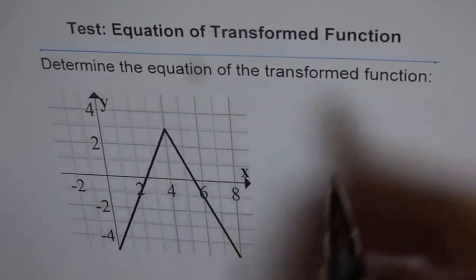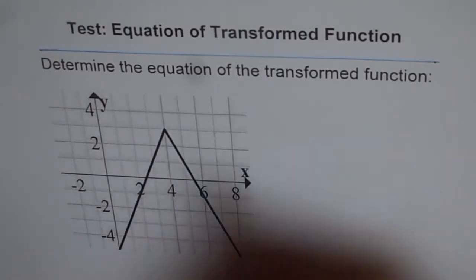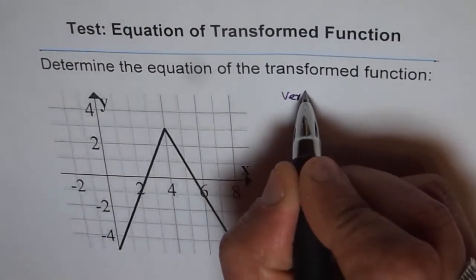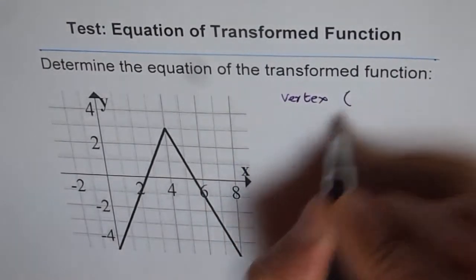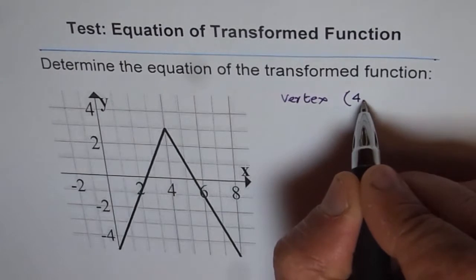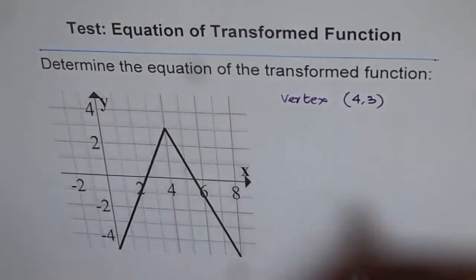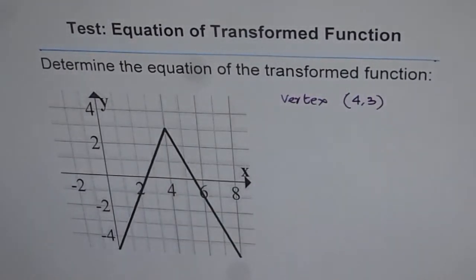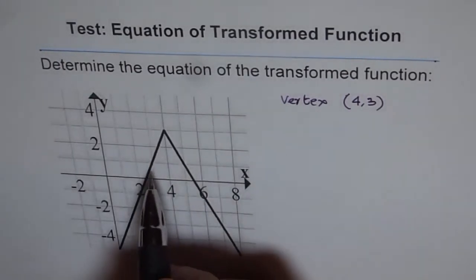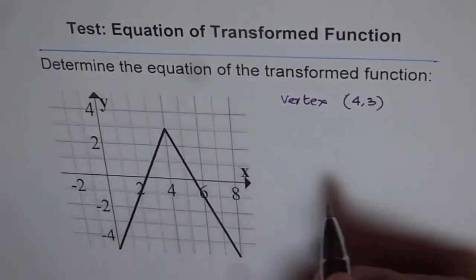So we note that the vertex is at (4,3), so that is the vertex. Now the graph has been reflected on the x-axis and moved to the (4,3) position, so that part is okay. Now we need to figure out what kind of horizontal or vertical stretch is on it.